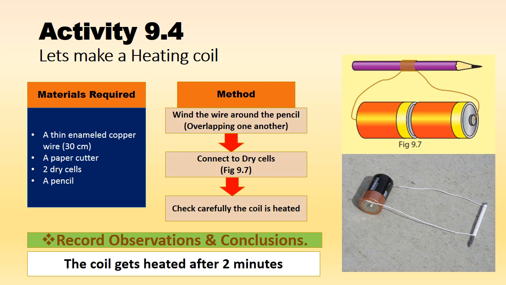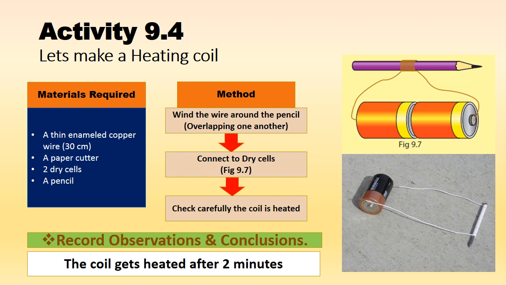The next activity is activity 9.4. We are going to make a heating coil. I hope you all have seen heating coils. They are available in different electrical appliances at home. Just observe and see, children. In an electric kettle you find a heating coil that produces heat. In a heating coil the electrical energy is converted into heat. So we will make a similar heating coil.